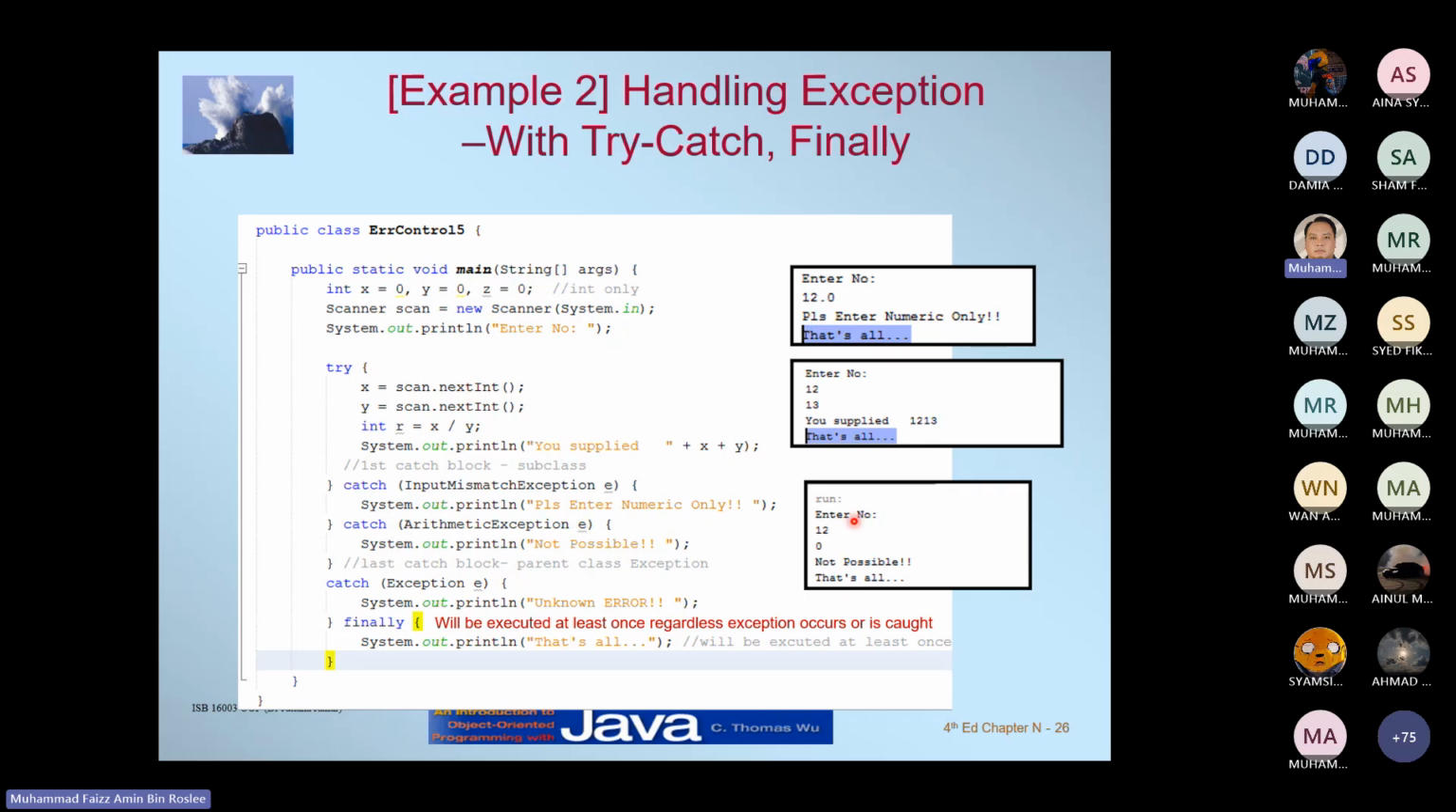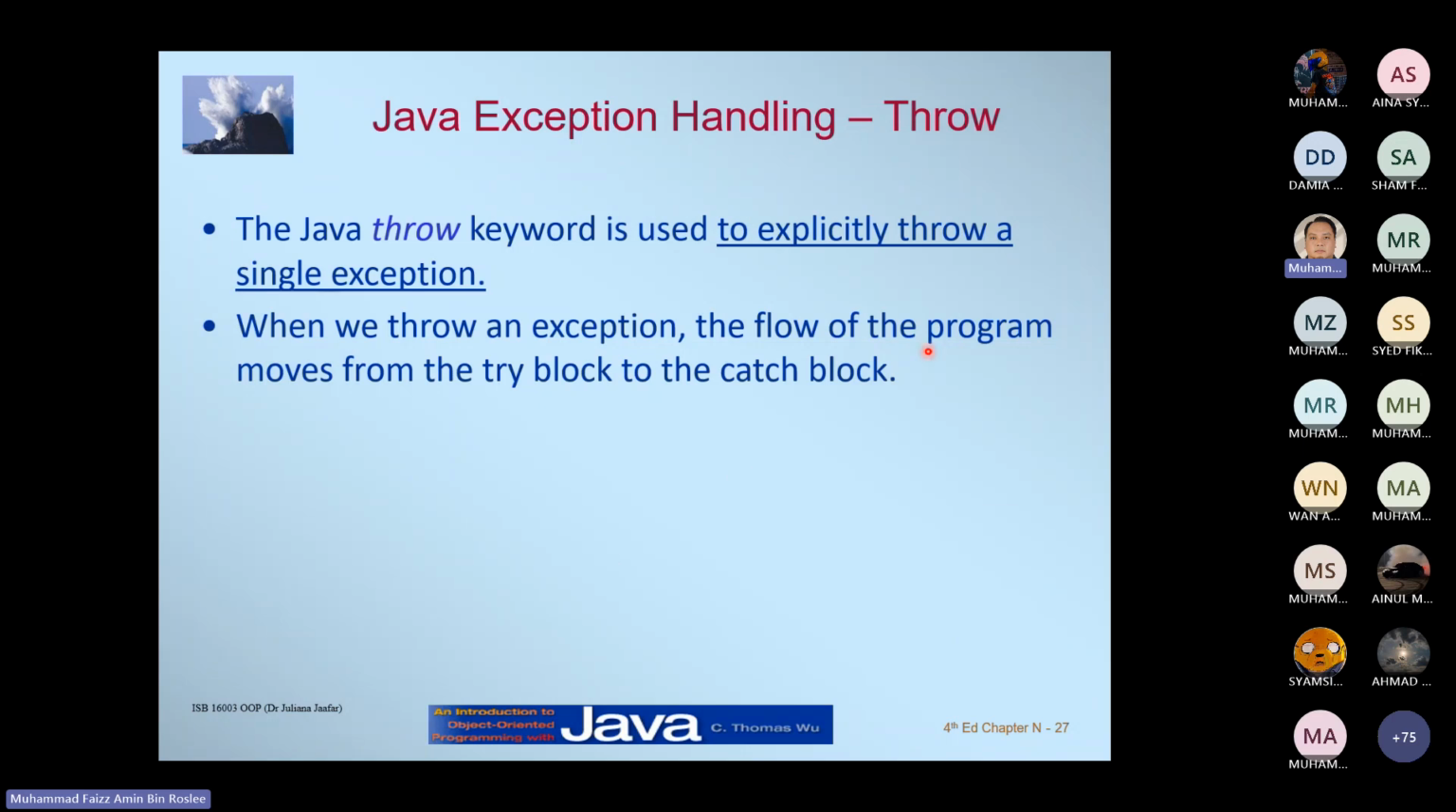And the last one is entering the numbers 12 and 0, which tries to divide by zero. You will throw out the custom arithmetic error message, which says it is not possible. And still, that "that's all" string is being printed, right? So basically, please remember, if you have a finally block, it will always be executed, no matter whether there's an exception or not. Okay, let's see what is true.